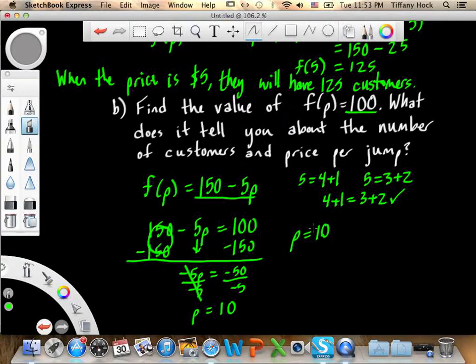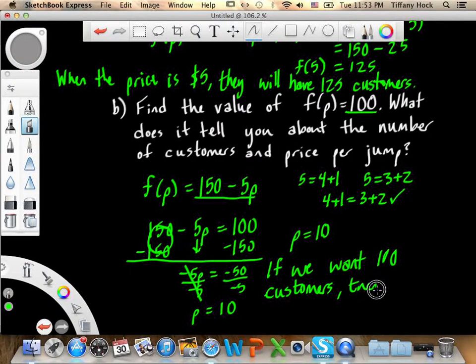So what does this tell us about the number of customers? We can say, when the number of customers is 100, or if we want 100 customers, something along the lines of where you're explaining that there are 100 customers, then the price has to be, the price is $10. Okay?